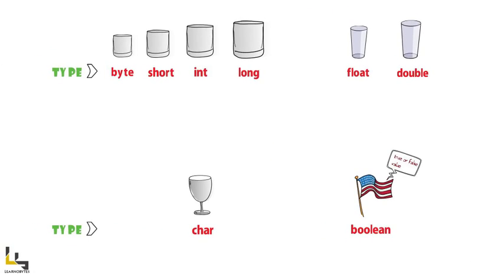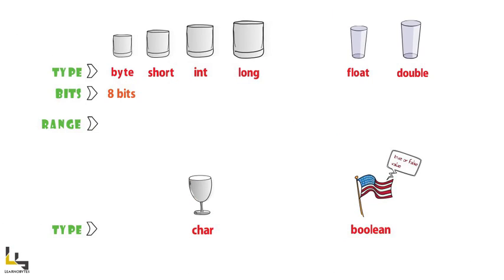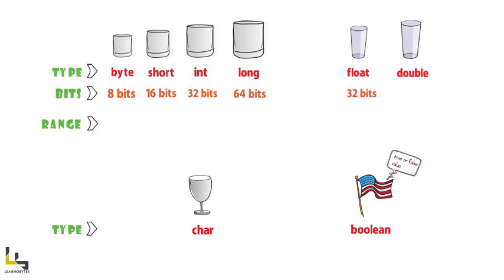Each primitive variable holds a fixed number of bits and has a range of values. A byte variable holds 8 bits, short holds 16 bits, int 32 bits, and long 64 bits. A float variable holds 32 bits and double holds 64 bits. A byte variable can have a minimum value of -128 and maximum value of 127.